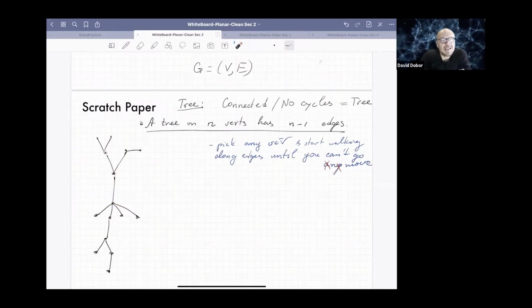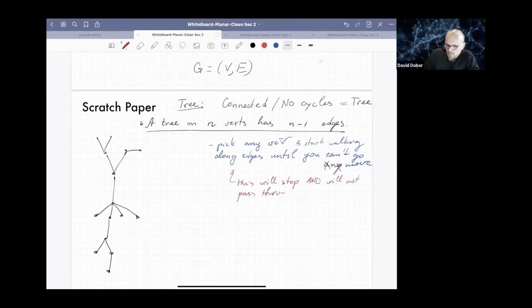That's one thing. The second thing is it clear that I will have to stop at some point. This process cannot continue indefinitely. The claim is this will stop and will not pass through any vertex more than once. In fact, through any vertex more than once, but through V again it certainly won't pass, right?